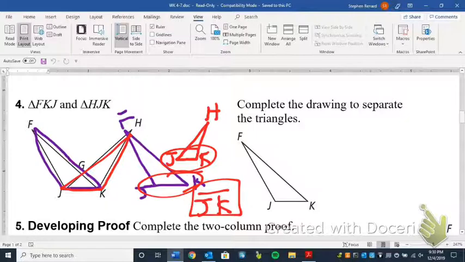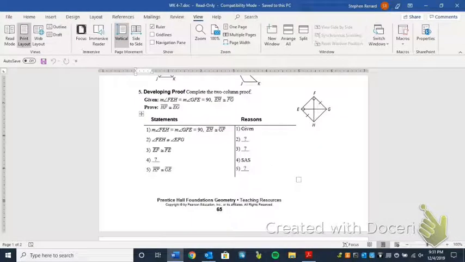So I had a little bit of a connection problem there. So moving on. So 5. What we're going to do is develop the proof.